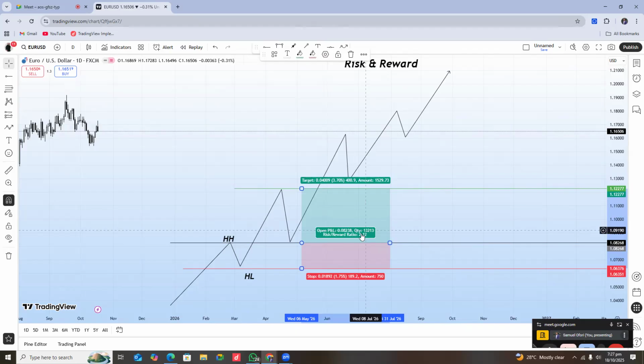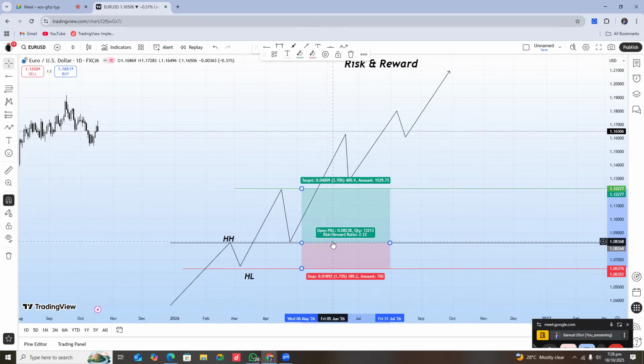Suppose I checked this and it was less than 1, it means my risk is bigger than my reward. And such a trade is not good to take, so you are going to ignore it. I want to believe this is clear. Yes, so this is the theory. When we go to the chart, I'll show you how that is done.